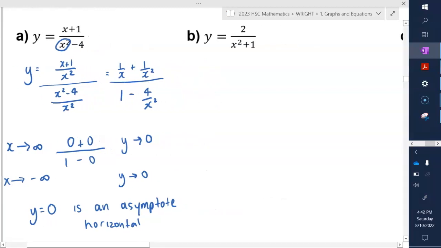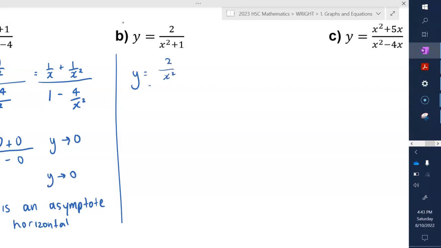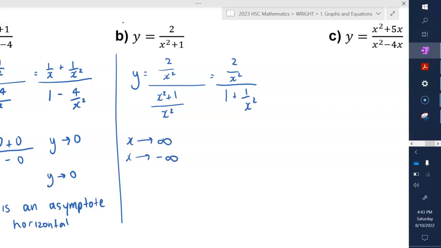Let's look at B. Again, in this case, we're only wanting to look at the horizontal asymptote. So we're dividing through by the highest power of x in the denominator, which is x squared. So we'll end up with 2 over x squared on the top, and the bottom will end up with 1 plus 1 over x squared. If we're looking at what happens as x goes to infinity and x goes to minus infinity, it's basically going to be the same for each of these.